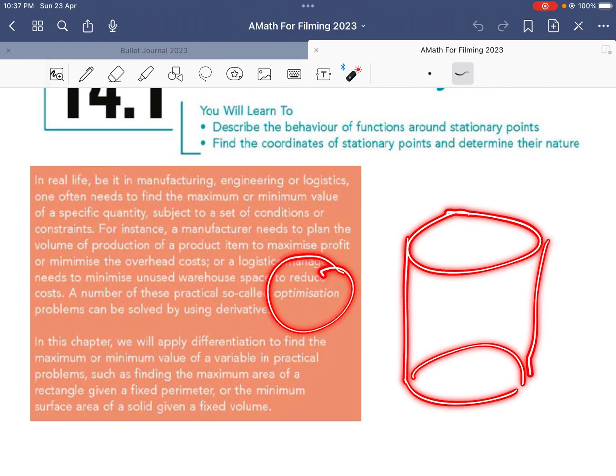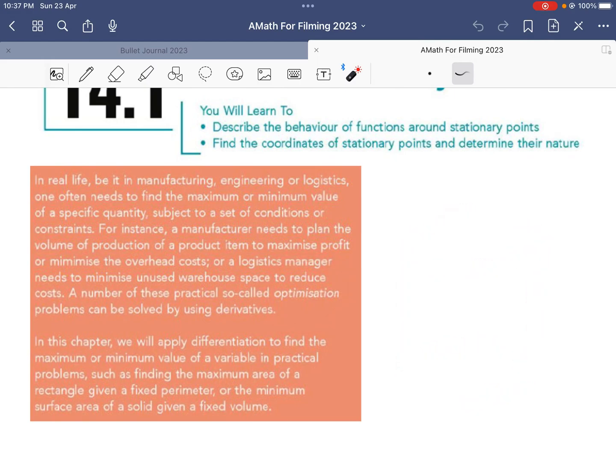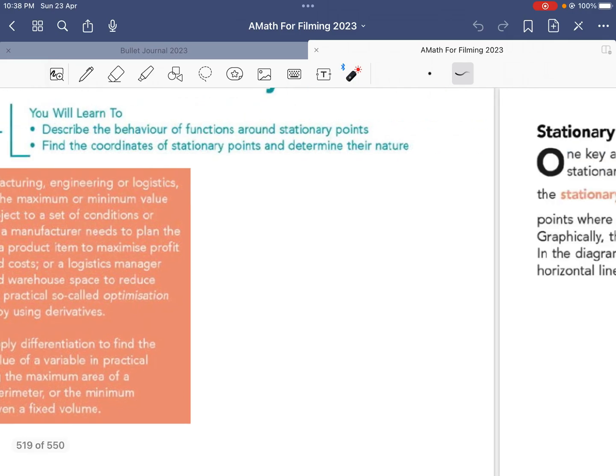So we want to have the maximum value of a certain volume, so to speak, and we can actually use calculus to solve this. So in this chapter, we apply differentiation to find the maximum or minimum value of a variable in practical problems, such as the maximum area of a rectangle given a fixed perimeter, or the minimum surface area of a solid given a fixed volume. So this part here was about the drink can I was talking about earlier.